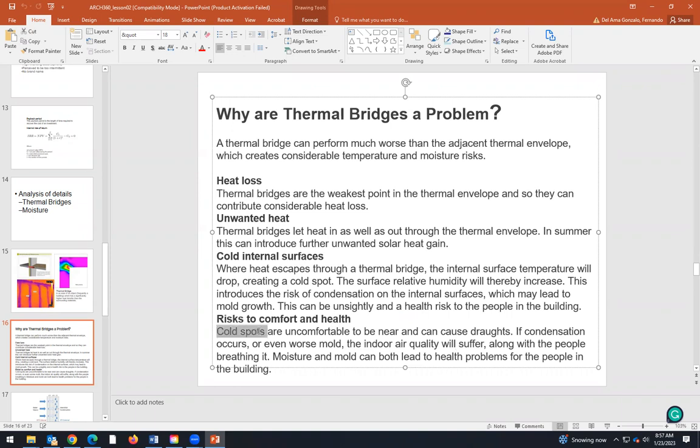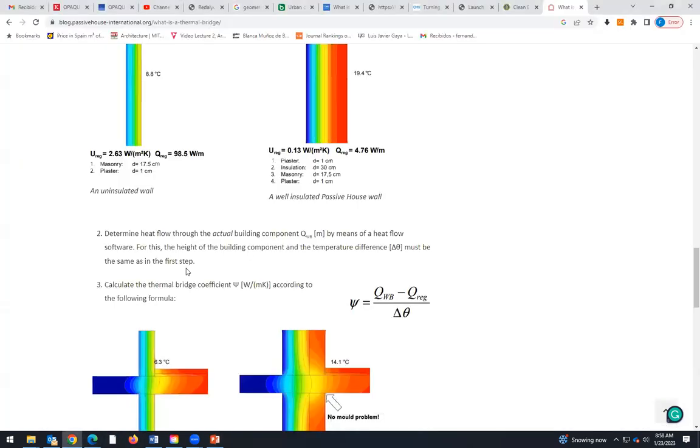Those cold spots, those cold internal surfaces, it's not just that we feel uncomfortable because it's not warm enough. If condensation occurs, or even worse, mold, then the indoor air quality will suffer, and it can bring diseases, and people can have difficulty breathing. So we can have condensation, or we can have mold. What is mold?